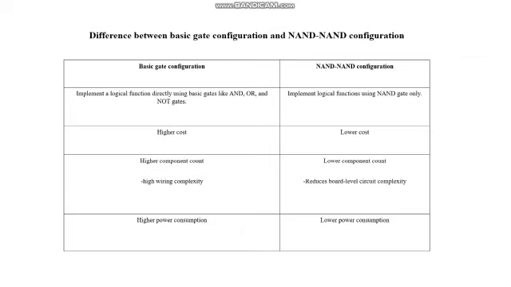I'm Yo Kai Jun. Now I'm talking about the comparison between the design configurations. There are some differences between the basic gate configuration and the NAND configuration. The first one is that the basic gate configuration implements a logical function directly using basic gates like AND, OR, and NOT gates, but the NAND configuration implements logical functions using NAND gates only. The second one is that basic gates have higher cost, but NAND has lower cost. The third one is that basic gates have a higher component count, but NAND has a lower component count. The last one is that the basic gate configuration uses higher power consumption, but NAND uses lower power consumption.